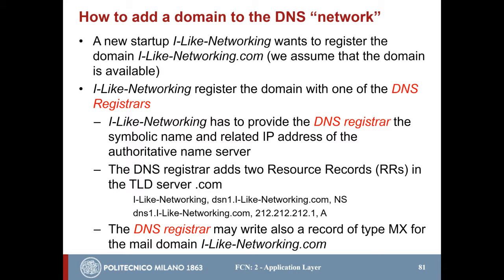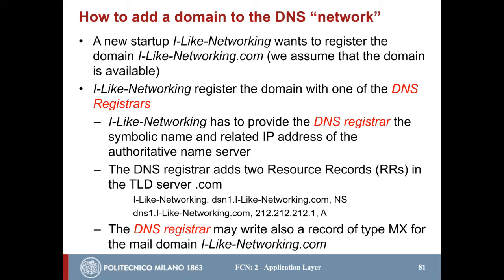Now a practical case: when a new company, for example a startup, wants to have its own domain, so it wants to register a new domain. First of all, the company has to choose a symbolic name for the domain, being sure that that name is available, not taken by somebody else. If a name is available, it can be given to the domain of that company, a new domain. But this domain must be officially registered in the DNS system.